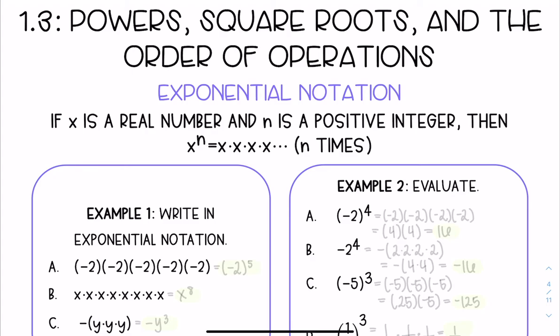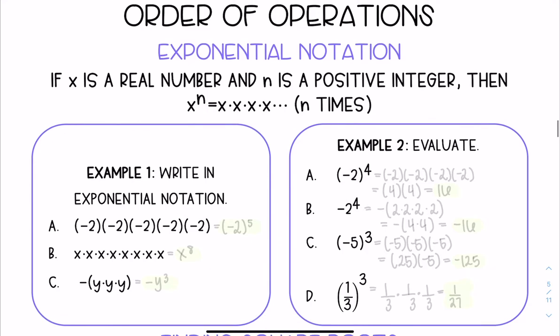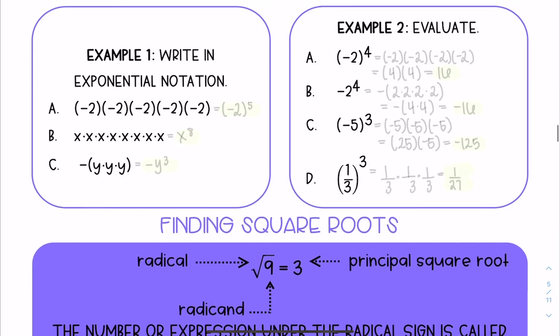So let's go ahead and write in exponential notation. We have negative 2 times negative 2 times negative 2 times negative 2 times negative 2. Because we have 5 negative 2's, we can write this as negative 2 to the 5th. Now make sure you use parentheses when putting the negative 2 in there.